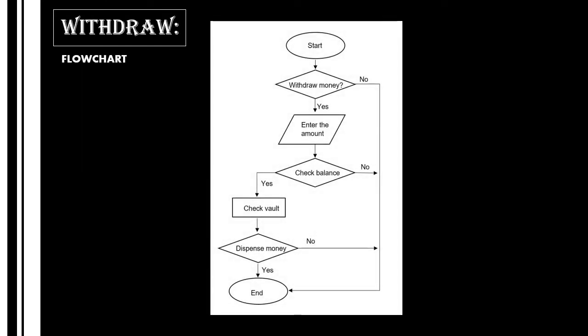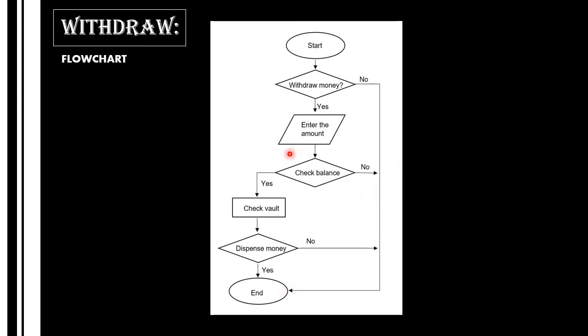Next, I will explain the flowchart for the money withdrawal program. To start the program, we need to make the decision whether we want to withdraw money from the ATM or not. If no, then the program will end. If yes, the program will continue to the input operation, that is enter the amount of money we want to withdraw. Then the ATM will make the decision by checking the balance whether the amount of money we want to withdraw is sufficient or not. If no, the program will end.